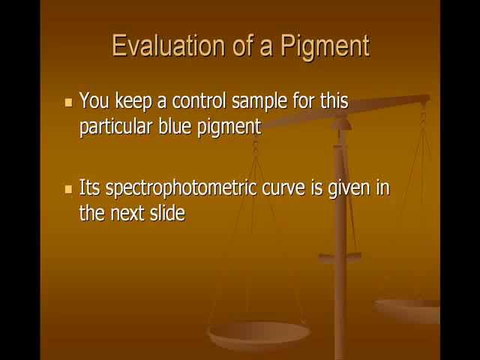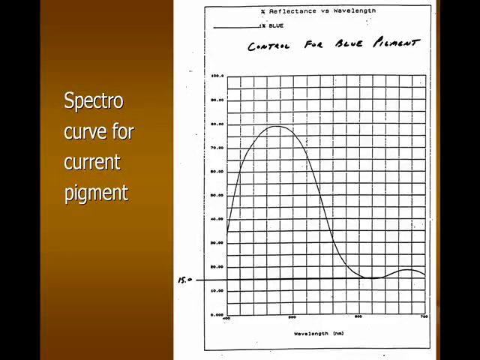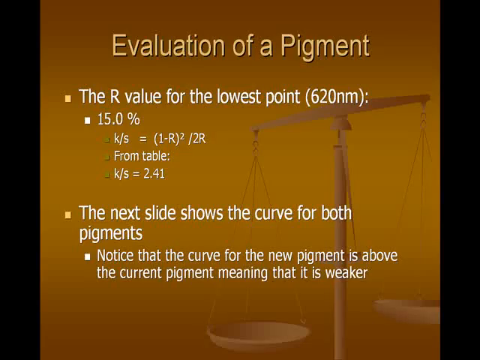Again, you keep your control sample for this particular blue pigment. Its spectrophotometric curve is given again in the next slide. There's our control. The R value for the lowest point, 620 nanometers, is 15%. From our K and S table, we can see that the K and S value for 15% is 2.41.